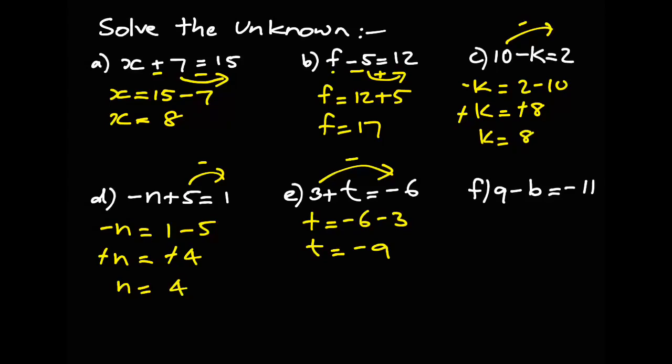Now going on to F and solving for B, the 9 is a positive again, it comes across as a negative. So negative B is equal to negative 11 minus 9. Negative B equals negative 20. And again, the negatives cancel both sides, or it's the same as dividing both sides by negative 1. So you're left with B equals 20.